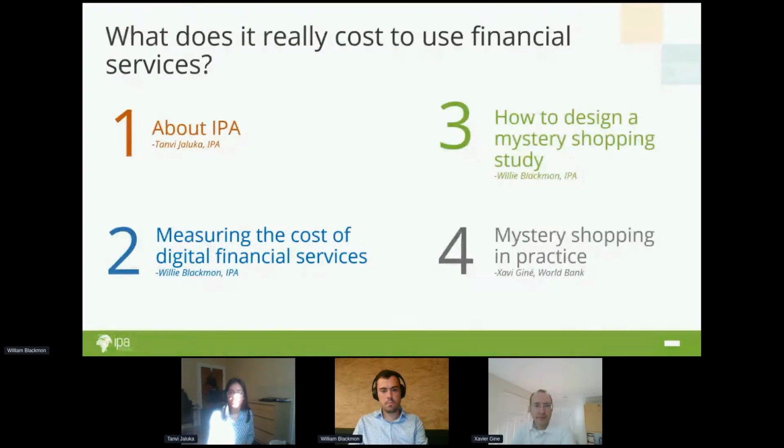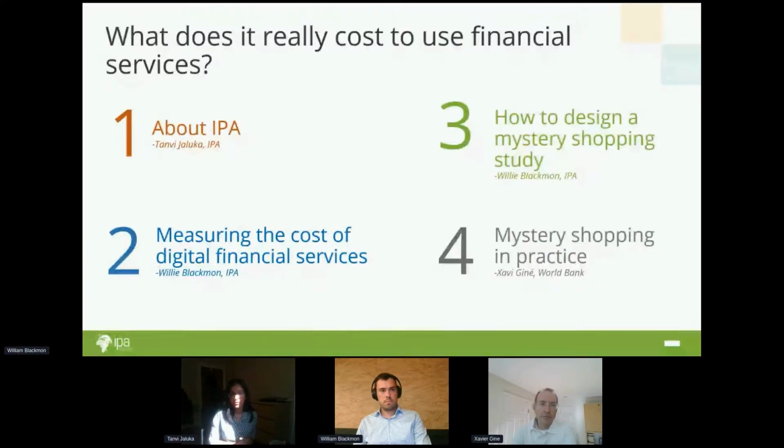Today, we'll be talking about what it really costs to use financial services. We'll give you a brief overview of Innovations for Poverty Action and the background for this topic. We're currently working on a study on this topic, and we'll walk you through the background on that study. Then we'll have an interactive component where we'll work with you on one of the methods that we use for this project, and you'll be able to think about how you would do your own research design for this. Then we'll have Xavier Giné talk about some practical case studies on this topic.